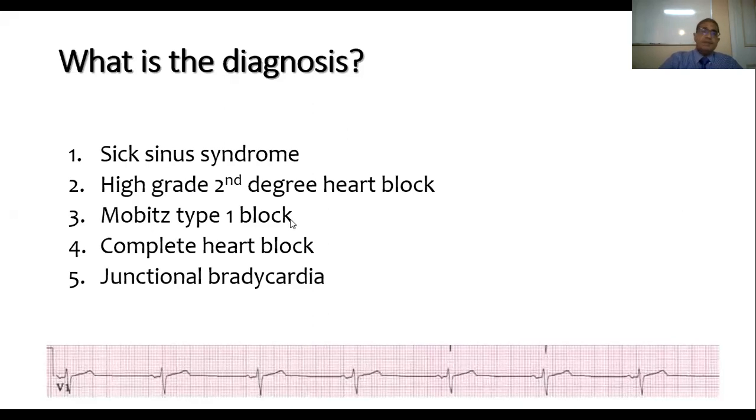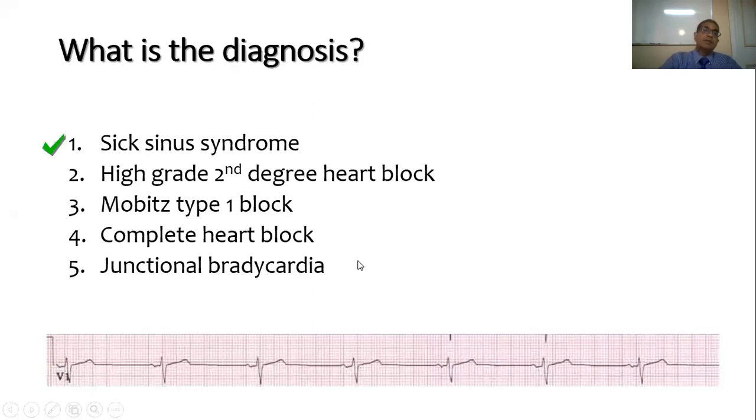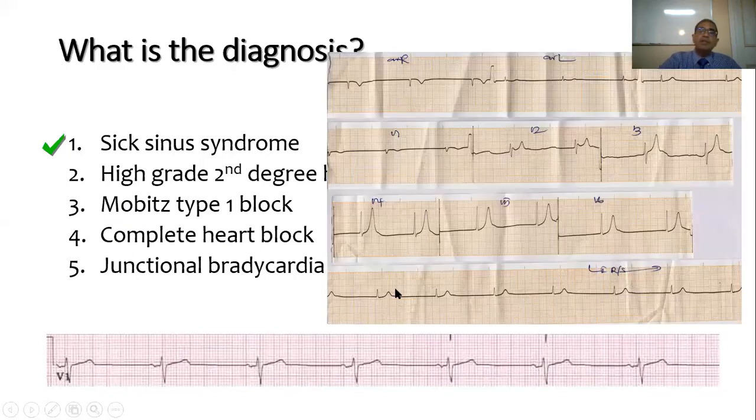The answer is yes, it's sick sinus syndrome. Why is it not a high-grade second-degree heart block, a Mobitz type block, or a complete heart block? Because every P wave is followed by a QRS complex. So therefore, this is sick sinus syndrome. There is no evidence of AV node conduction block here at all. So options 2, 3, and 4 cannot be correct. And it's not a junctional bradycardia. Junctional bradycardia, as we said earlier, will not show any P waves at all. So therefore the answer is sick sinus syndrome.